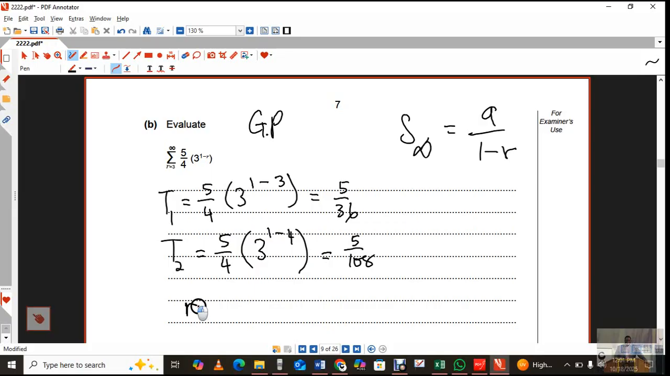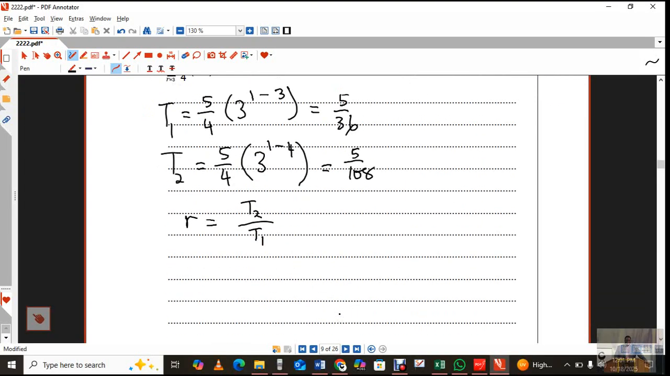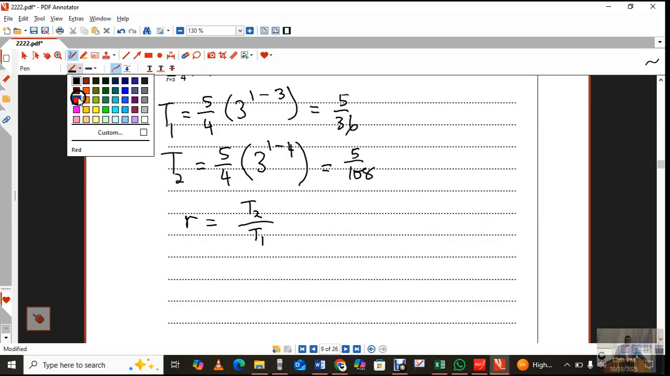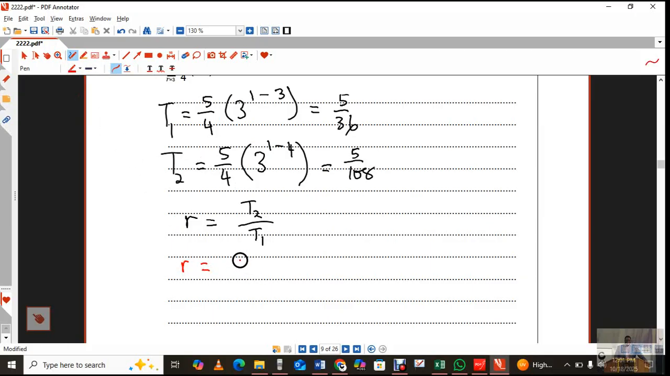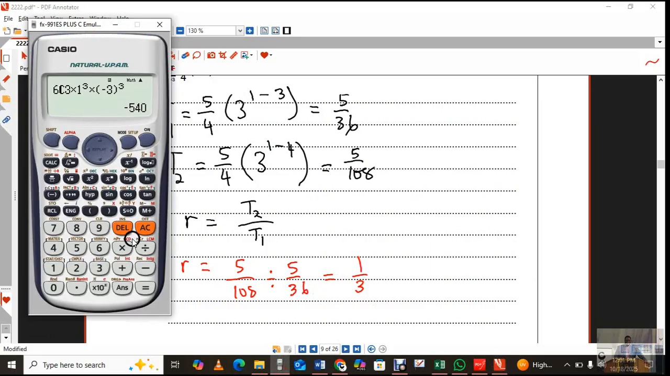So I can actually calculate my R. My R is the same as taking term 2 divided by term 1. So I'll say R equals 5 over 108 divided by 5 over 36. If you do so, you will see that your R is 1 over 3. Okay, let's just confirm. It will be 5 over 108, divided by 5 over 36, and my R is 1 over 3.